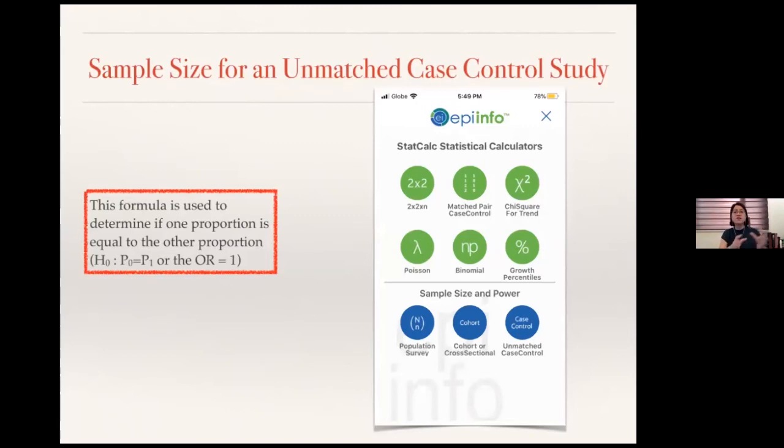So we talked about if your study is a population survey, your sample size computation should be for a population survey. If your study is a cohort or a cross-sectional study between two groups, then you use the cohort or cross-sectional option. Now, what if we want to establish if one proportion is equal to the other proportion? It's usually if the odds ratio is 1. So in case control studies, this is what you click, the unmatched case control.